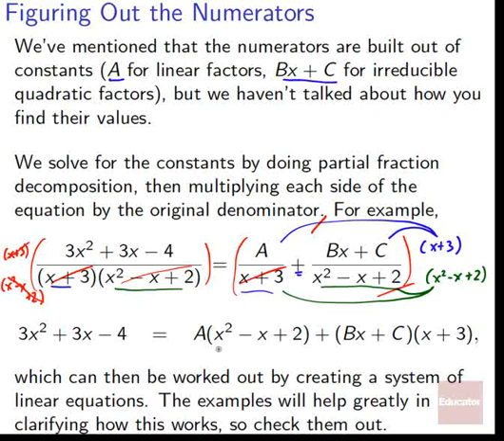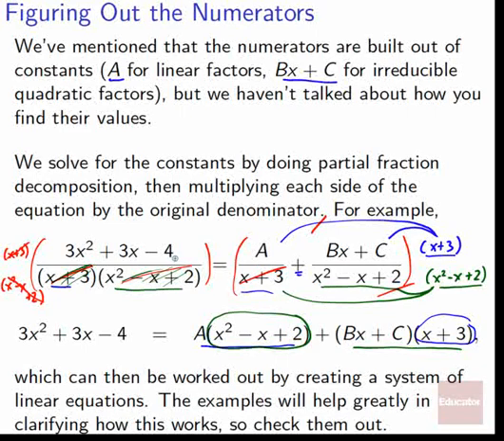So we will see that we've got A times x squared minus x plus 2 and Bx plus C times x plus 3 coming through. This part right here comes through on the Bx plus C, and this part right here comes through on the A. And on the left, since we canceled out everything on the bottom, we've just got what we had in our numerator originally. That just makes its way down. So we've got 3x squared plus 3x minus 4 equals A times x squared minus x plus 2 plus Bx plus C times x plus 3, which we can then expand on the right, and we can work things out by creating a system of linear equations.